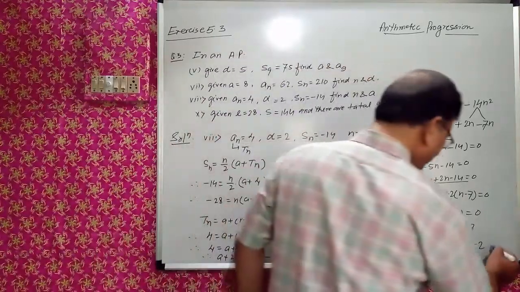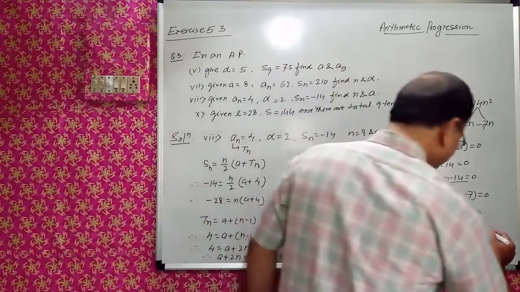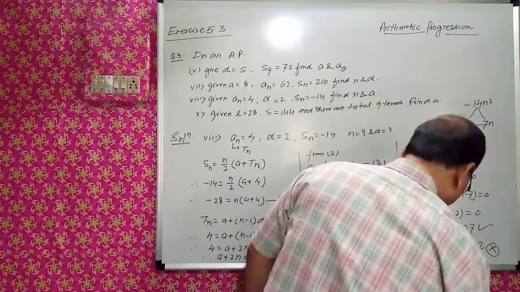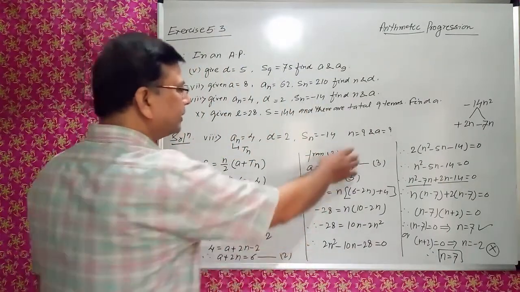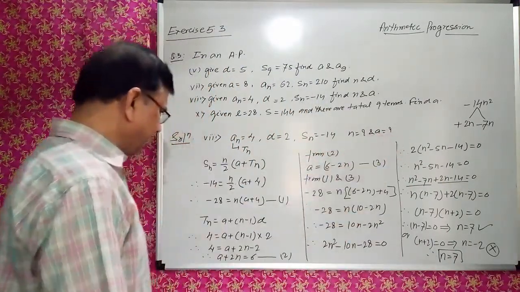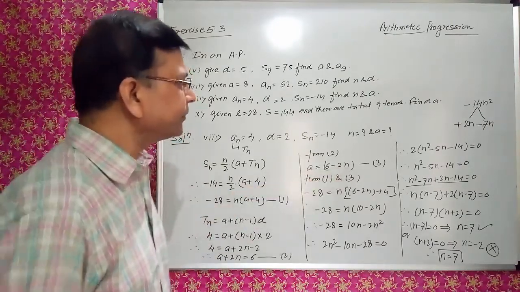So this is not possible. Number of terms cannot be negative. So the answer is this. Therefore, n is equal to 7. So n is equal to 7 we got. n is known. Now a can be found by putting any of these two. a is 6 minus 2n.